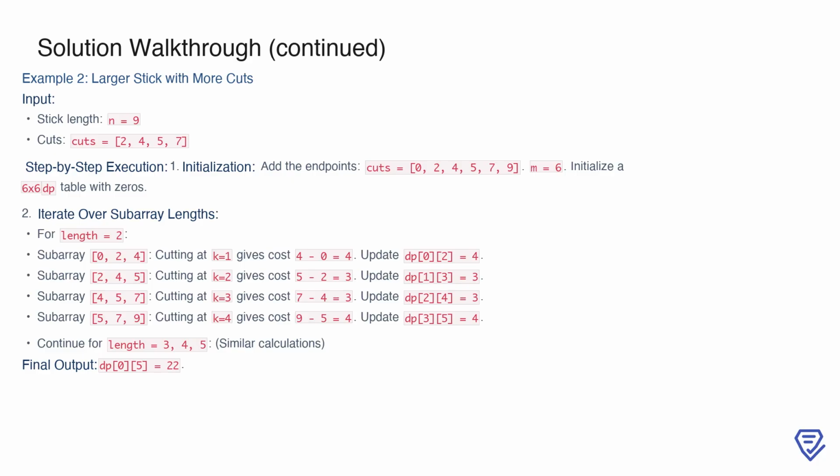We repeat this process for increasing subarray lengths, calculating the costs for each possible cut and storing the minimum values in the dp table. After processing subarrays of all lengths, the minimum cost to cut the entire stick is found in dp[0][5], which is 22.